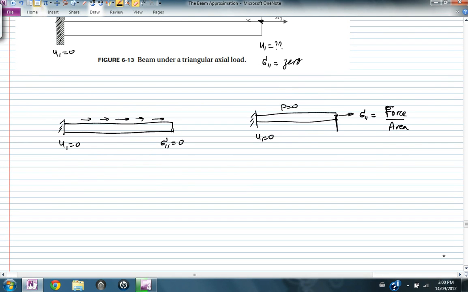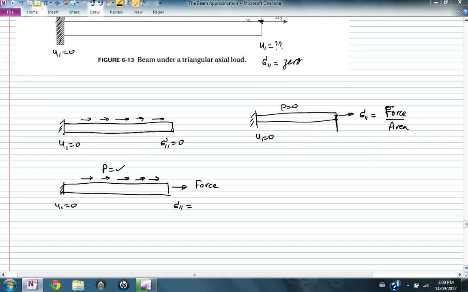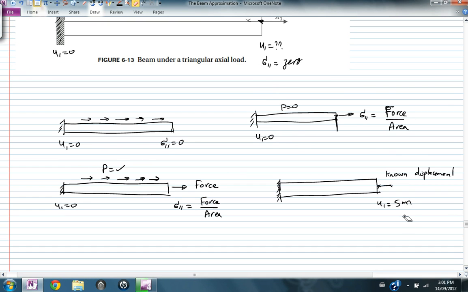Another boundary condition could be I put P here and I put a force here. Here U1 is 0 and the boundary condition here is sigma equal to the force divided by the area. Or what else? I could also pull the beam with a known displacement. I could give you that U1 is equal to 5 millimeter, for example. So the boundary condition would be U1 equal to 5 millimeter, U1 is 0, and maybe given a certain distributed load. So, other examples of boundary conditions.